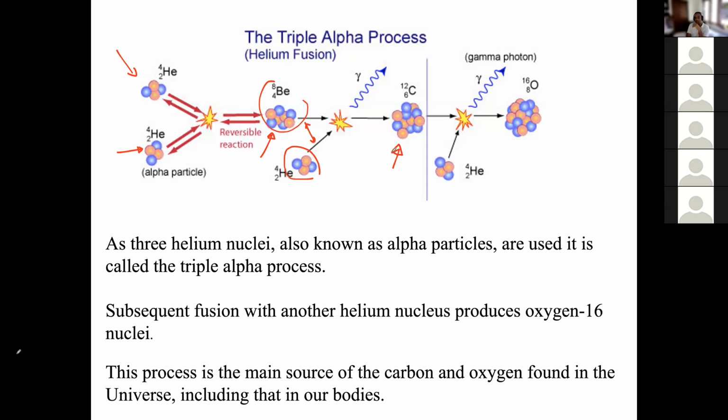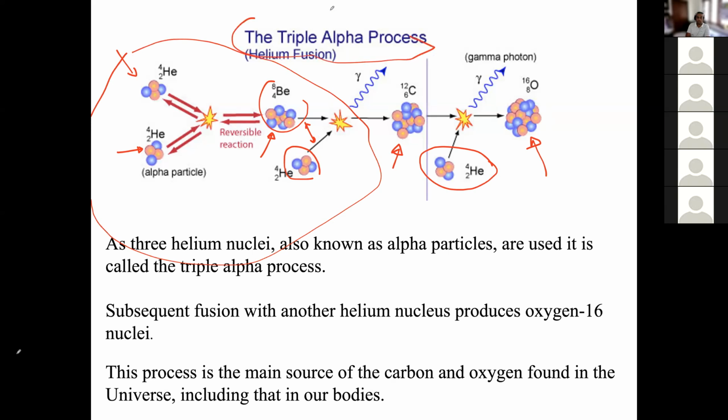At the same time, another thing that can happen is once you have carbon, it can combine with another helium nucleus to become oxygen. So that's why we have carbon and maybe a little bit of oxygen in this particular phase. And this process has a specific name, which is called the triple alpha process, because you have three helium nuclei, so three alpha particles, combining together to make this process work.